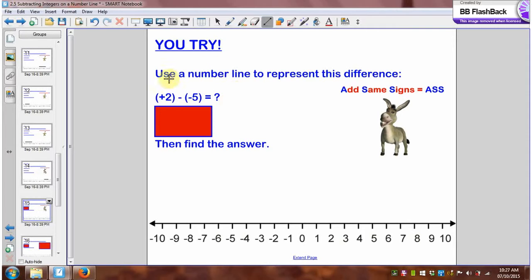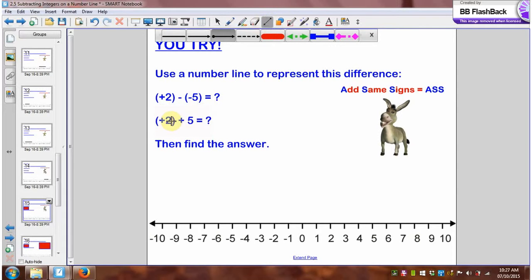Okay, so positive 2 minus a negative 5. What's our first step? What rule? First step is to see how we can simplify this. So we've got a negative and a negative in the middle here. They're the same sign, so we can make that into a positive, because remember, add same signs. So that becomes positive 2 plus 5.